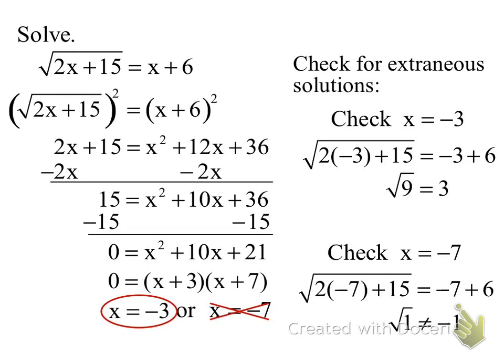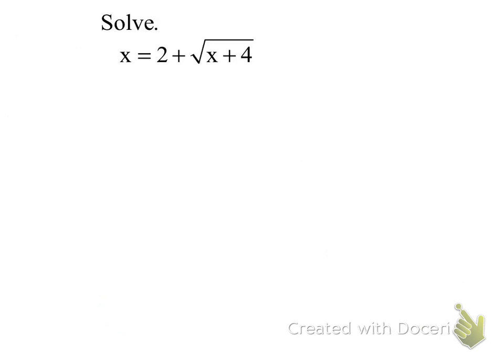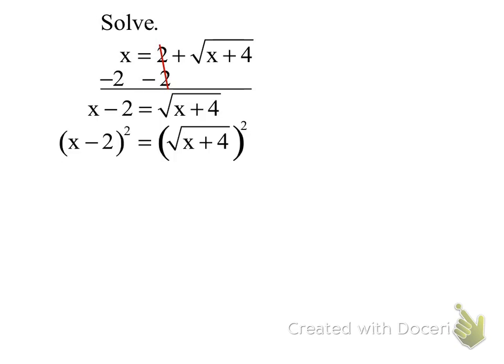Okay, what would we do next? On this next problem, Harry. Not yet. We don't do that. Keep going, Harry. Subtract 2. Get the root by itself. So now I've got x minus 2 equals rad x plus 4. What are we going to do? And then you square it. We square both sides.